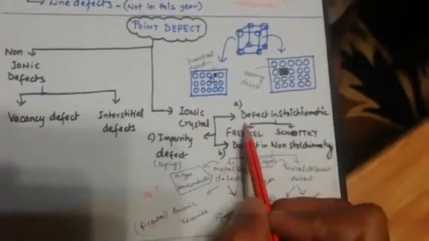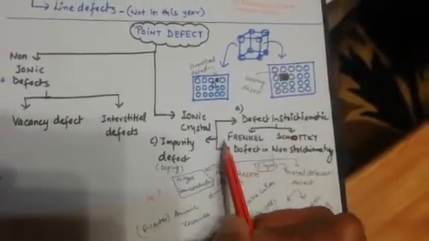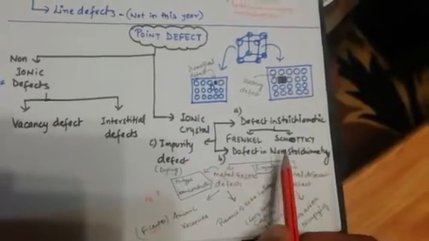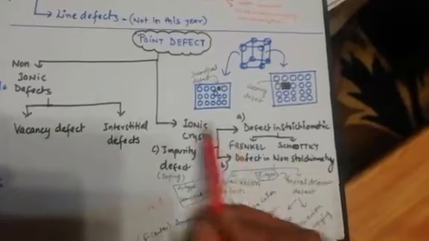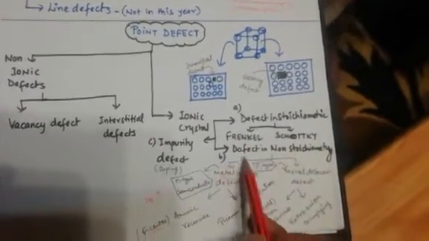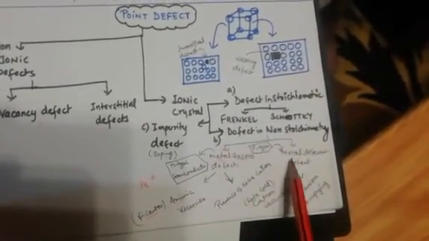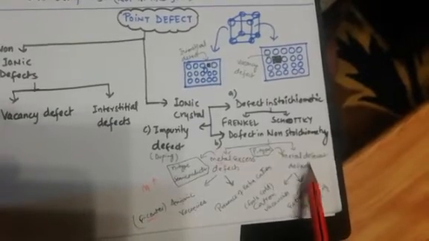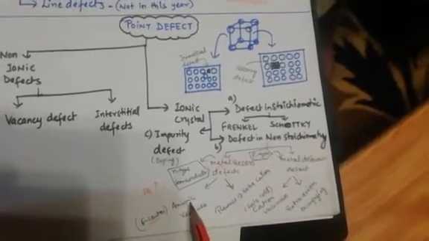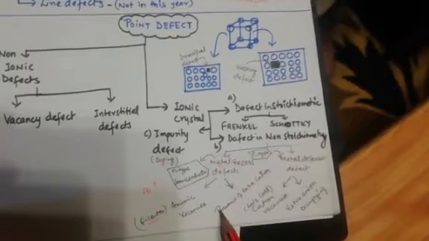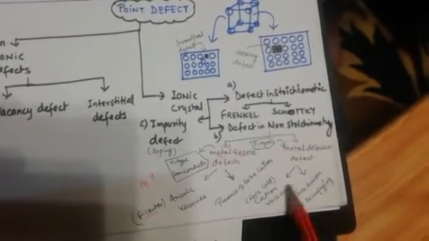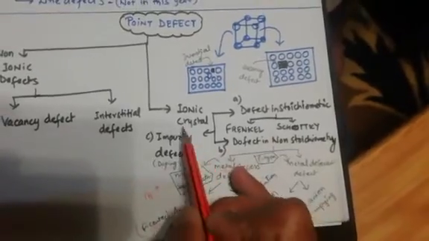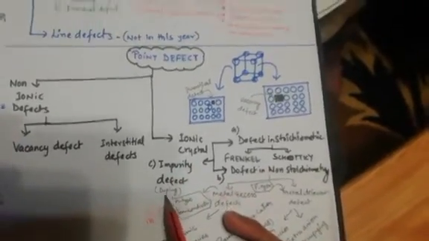It is of the following three types: defect in stoichiometry, impurity defect, and defect in non-stoichiometry. Defect in stoichiometry is Frenkel and Schottky type defect, which is similar to vacancy and interstitial. And defect in non-stoichiometry is metal excess defect and metal deficient defect. Metal excess defect is also of two types: anion vacancy, and because of the presence of an extra atom. Metal deficient defect is cation vacancy or extra anion occupying. Third is impurity defect. It is also called doping.